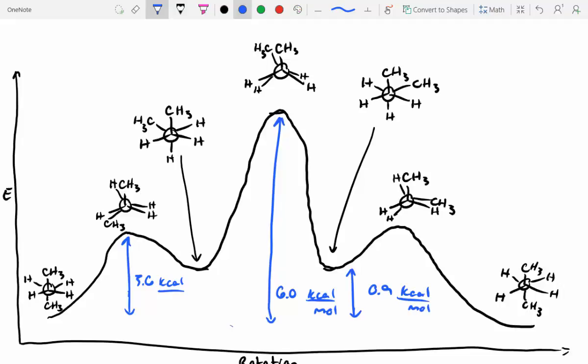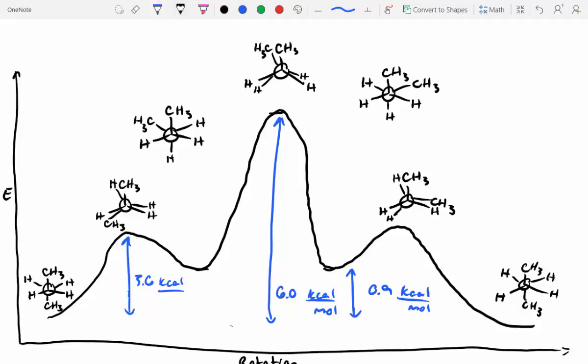Oftentimes people will ask me, why are we using kcals instead of kilojoules? In physics, I was always taught to use scientific notation. The honest truth is chemists are stubborn and prefer kcals per mole. You can use kilojoules per mole. It's been ingrained in chemistry for so long, it's been hard for a lot of people to switch to SI units.